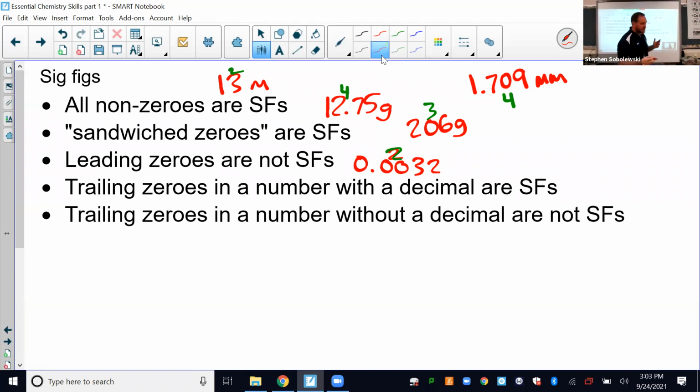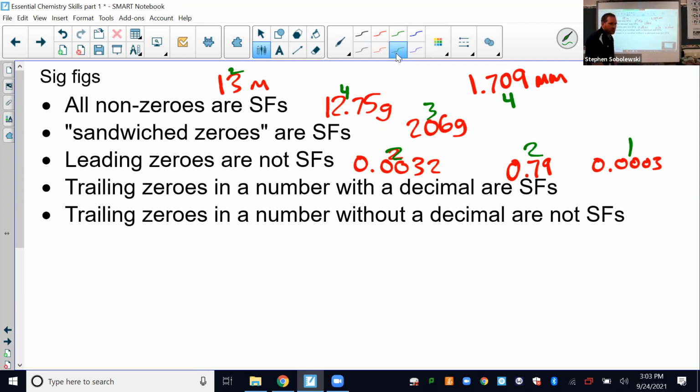Another example of leading zeros would be 0.79. That zero is, of course, optional, the front zero there, so that's not going to count. That'll be 2. Or one more example, 0.0003. How many sig figs? 1. Only the 3 counts.